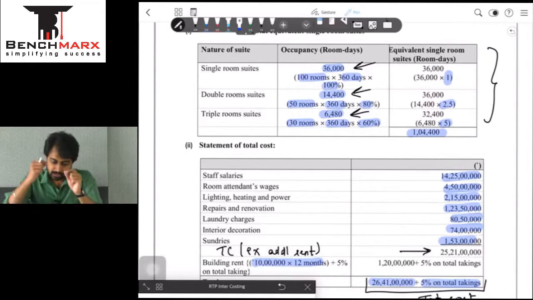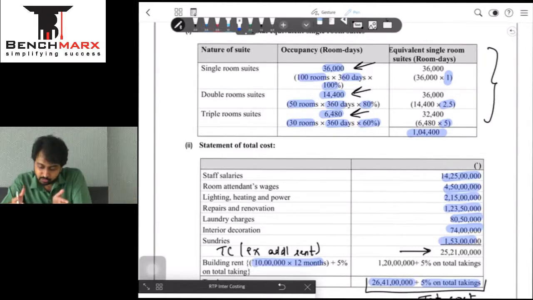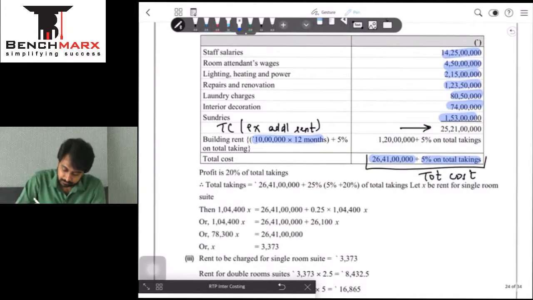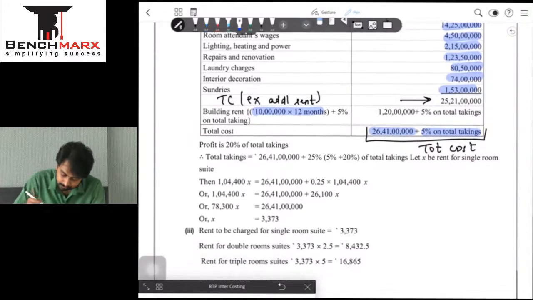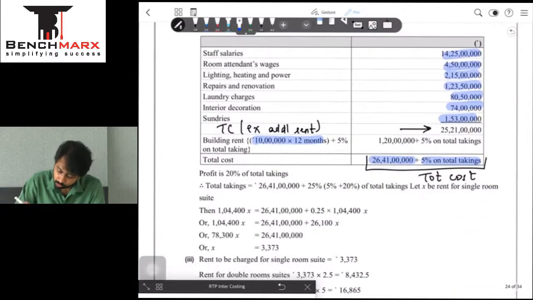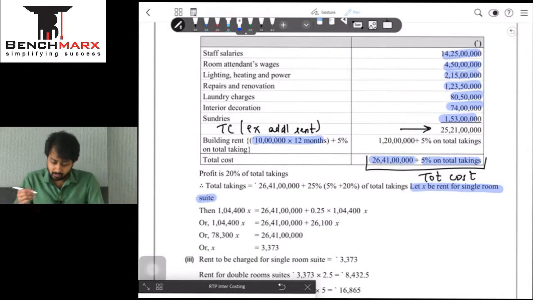What does this mean? 36,000 single room days, 14,400 double room days and 6,480 triple room days is as good as 104,400 single room days in layman terms. Now what we'll do is we'll assume the tariff of single room day to be x. Have they defined that? I don't think they have defined. Let us define that. Let x be the rent of single room suite, which means this is my revenue, 104,400 into x.